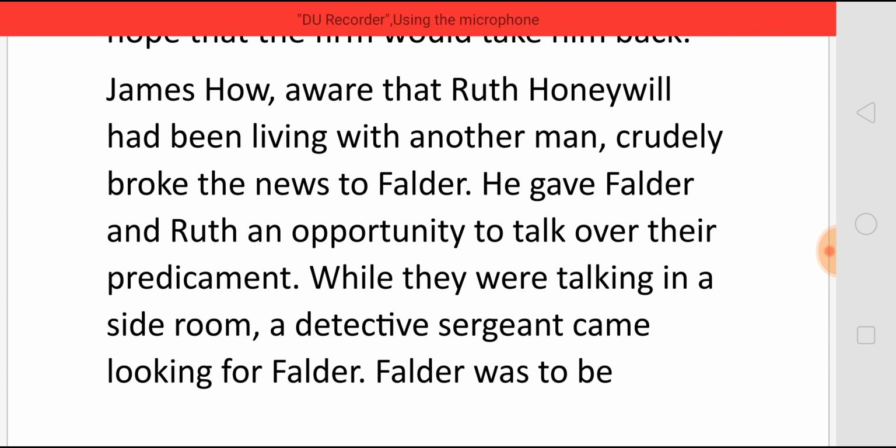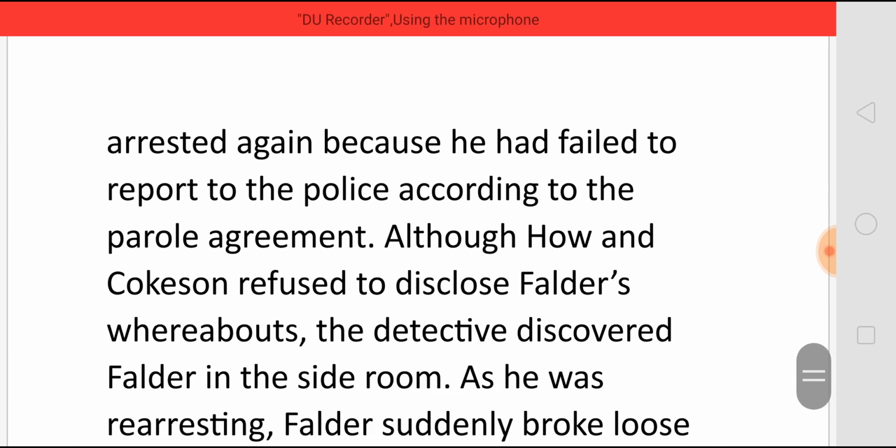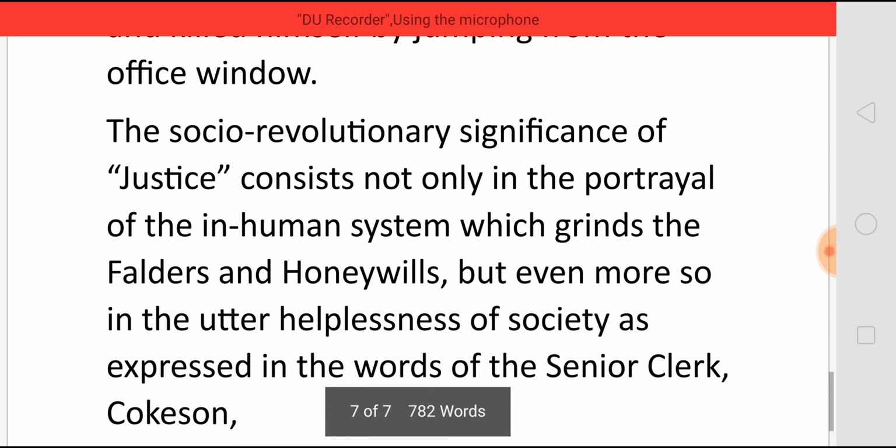And while they are talking in a side room, the detective sergeant comes looking for Falder because Falder had not reported to the police according to the parole agreement. So he has to be rearrested. Now, How and Coxon refuse to tell the whereabouts of Falder, but the detective finds that Falder is in the side room along with Ruth. So he goes and rearrests him, and Falder at this time suddenly breaks loose and jumps through the window and kills himself. And here ends the play.